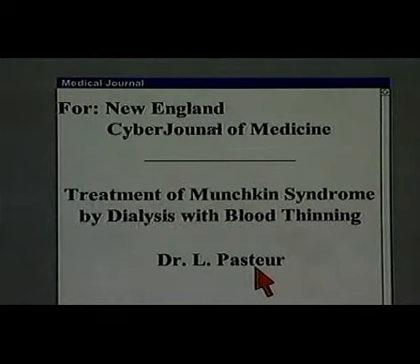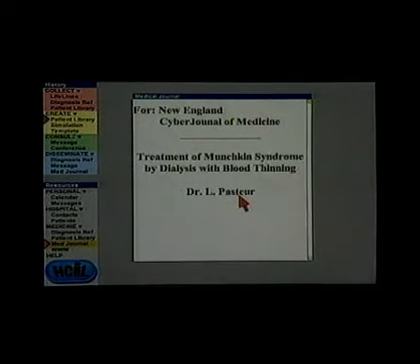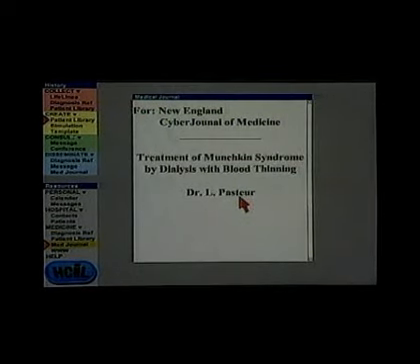He then turns to write an article for the New England Cyber Journal of Medicine on the treatment of Munchkin syndrome by dialysis with blood thinning, and prepares the results for submitting to publication. And that's the end of this Genex scenario.